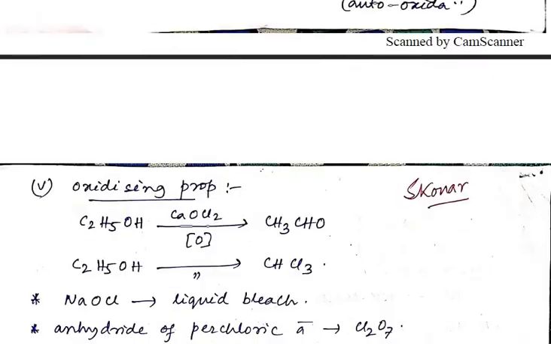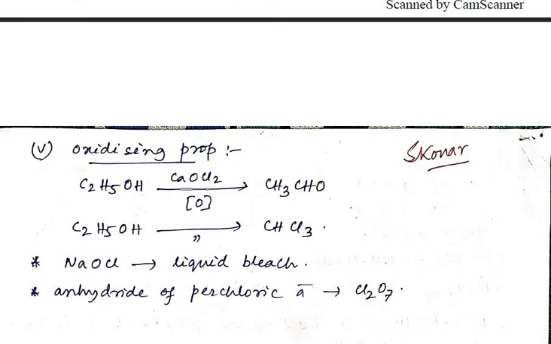It also shows the oxidizing property, that is if I have C2H5OH, that is ethanol, and I give a very small amount of the bleaching powder, that actually gives nascent oxygen. So the ethanol can be oxidized to acetaldehyde, that is CH3CHO. Moreover, in the same reaction condition, if I give the CaOCl2 for a long time, then the ethanol can form chloroform, that is CHCl3.